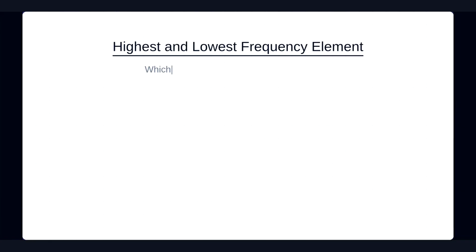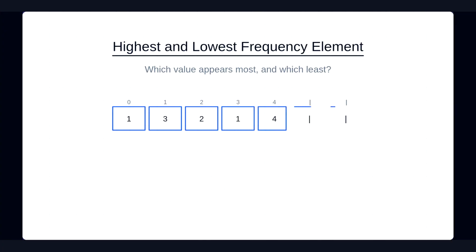We have an array and we want two answers: which value shows up the most often and which shows up the least. Here 1 appears 3 times, so it wins the most. 2 appears only once, so it is among the least. To find these quickly, we first need to know every value's count.